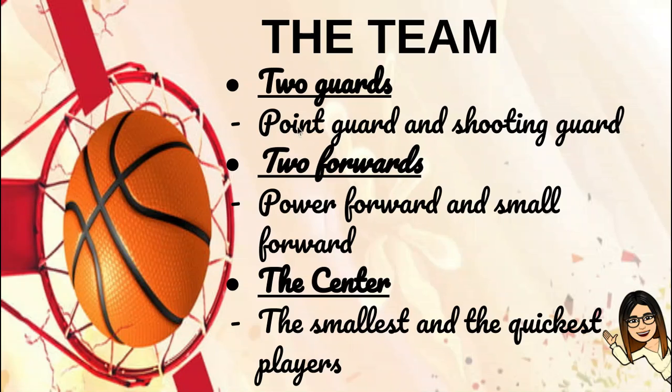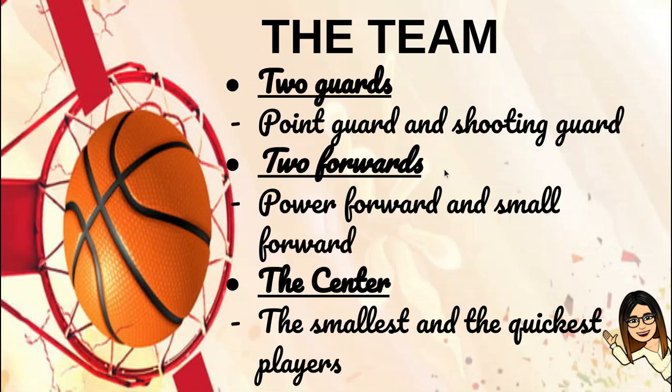If this is the best ball handler in a team, you will consider him as the point guard. For shooting guard, of course, the team's best shooter. So that is why there are two guards. Again, point guard is the best ball handler, and shooting guard is the team's best shooter, of course.